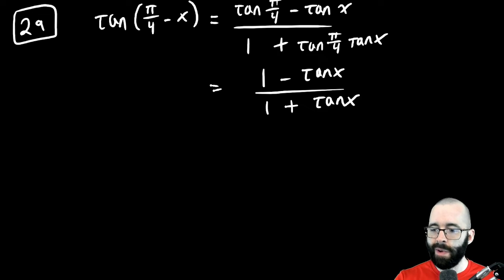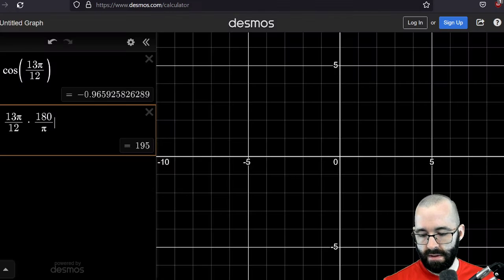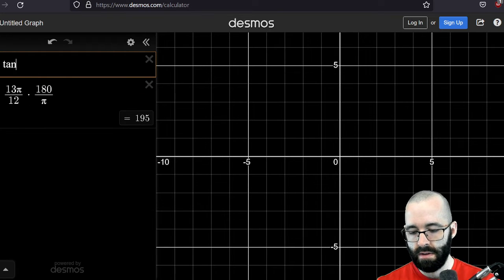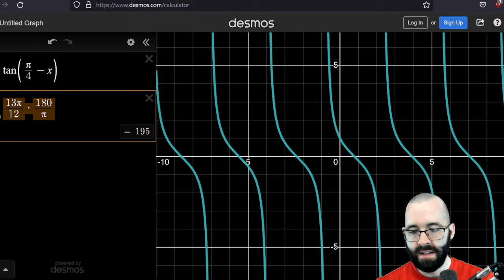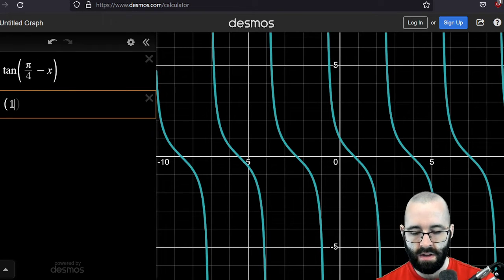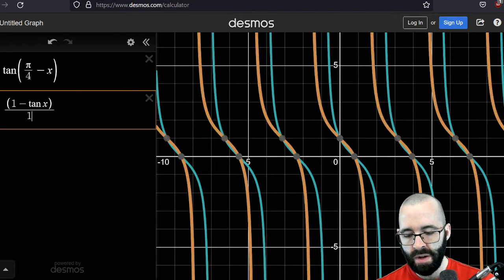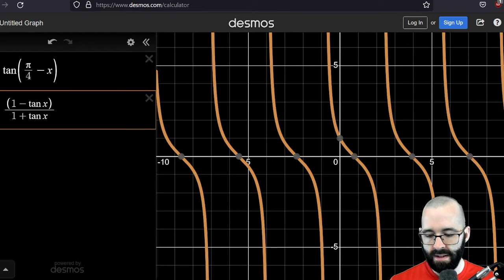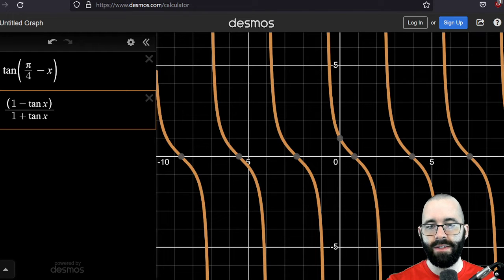So we simplified, we did what it wanted, and now let's check graphically that these are both the same. Tangent of pi over 4 minus x looks like this. Is that the same as 1 minus tangent of x divided by 1 plus tangent of x? Oh, they look pretty samey. Great. There we go.